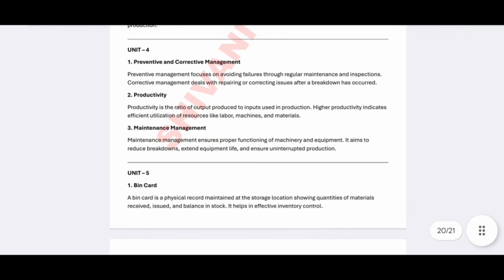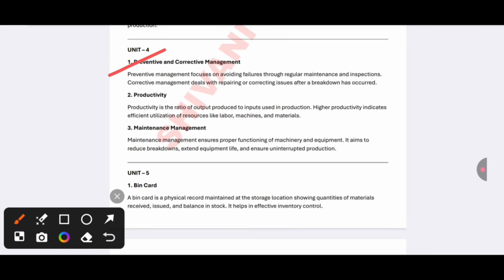Next one, my unit number 4. In unit number 4, first one is preventive and corrective management. This will be mainly focusing on avoiding the failures. To avoid the failures, to maintain the regular maintenance and the inspections, this preventive management will be helpful. Corrective management deals with repairing and correcting the issues. Okay, if any breakdown happened in the organization, to correct that, to repair that, this corrective management will be useful.